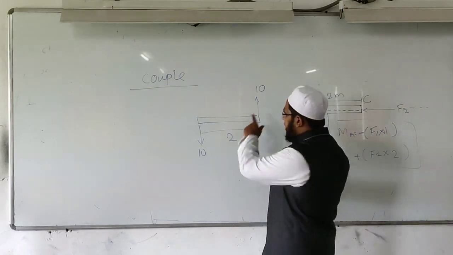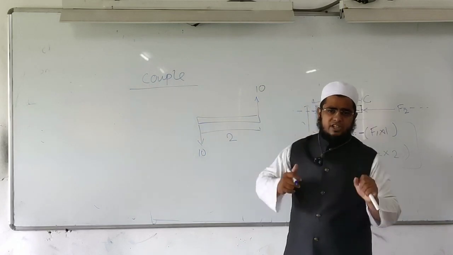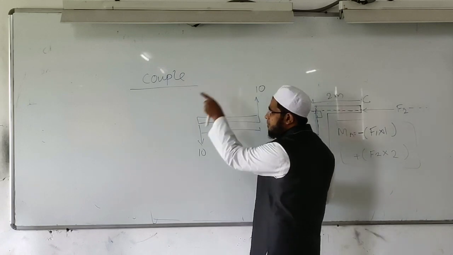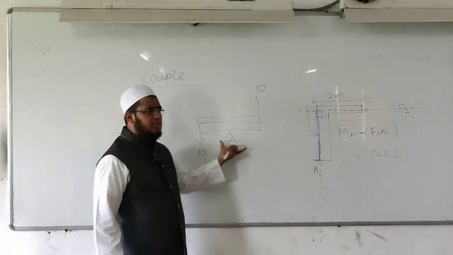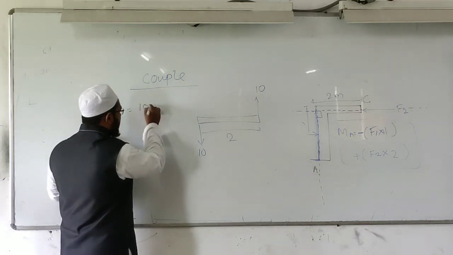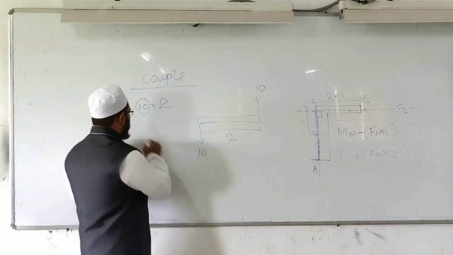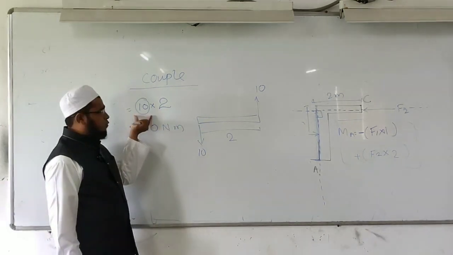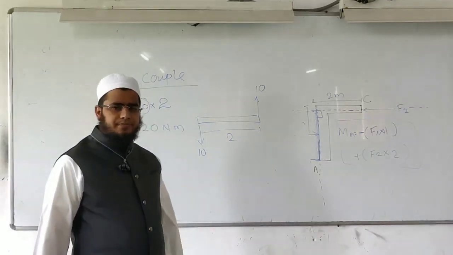What is a couple? When two unlike parallel forces, means direction is opposite, acting on the object separated by a finite distance form a couple. The magnitude of the couple is the product of force and distance between them. Means the force magnitude will be 10, and the distance between them is 2, that is the magnitude of the couple. The unit is Newton meter, as it is the product of force and distance, same as a moment, because the unit of the moment is also Newton meter.